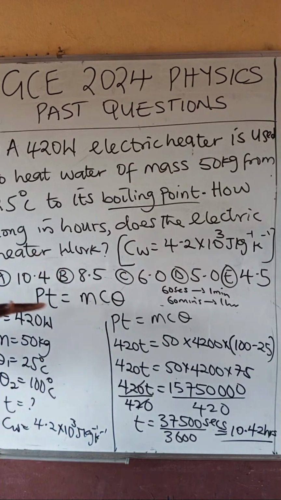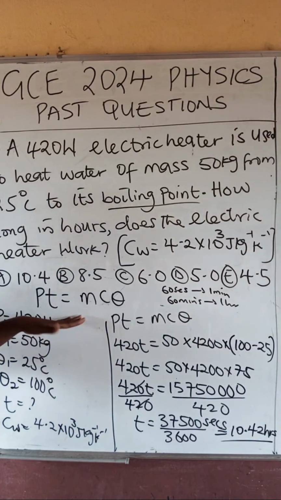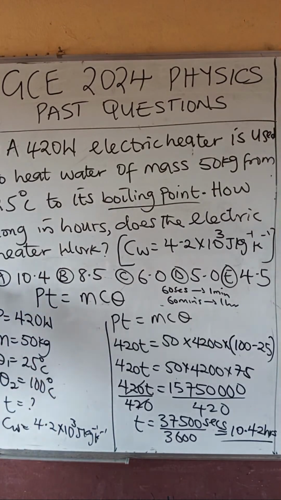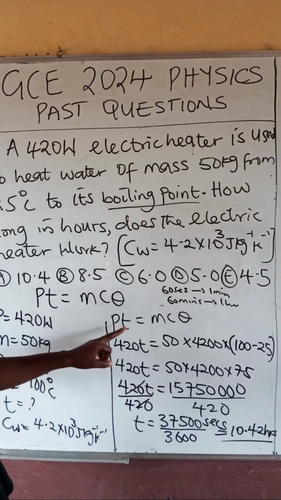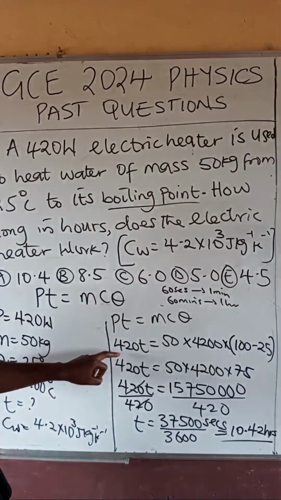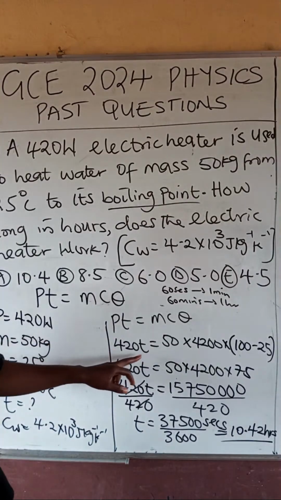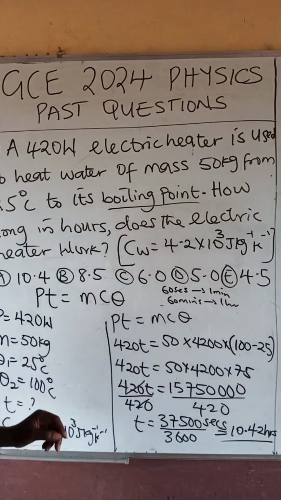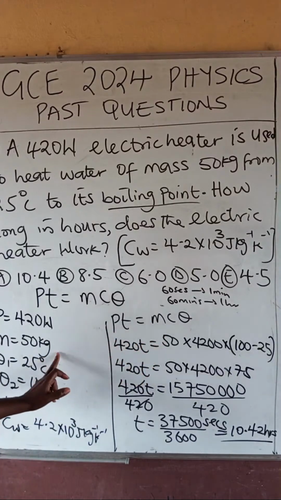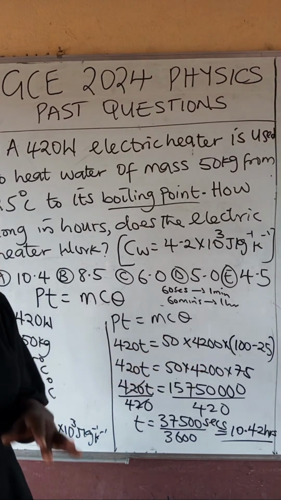All right, setting our formula because we're using the electrical method, right? So we have power is equals to this. We have mass, initial temperature, final temperature. We're looking for time, and this is what we have as what? The C of water, that is specific heat capacity of water. All right, so setting our formula, we have PT is equals to MC delta theta. What's my P? My P is 420 multiplied by T. Then this is equals to what? My M is 50. My C is 4,200.